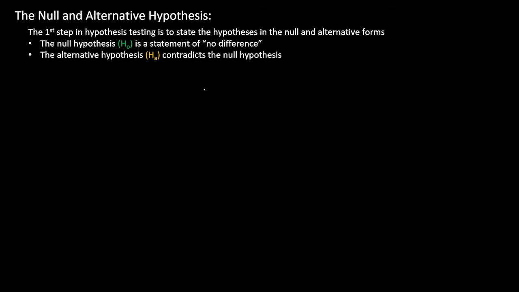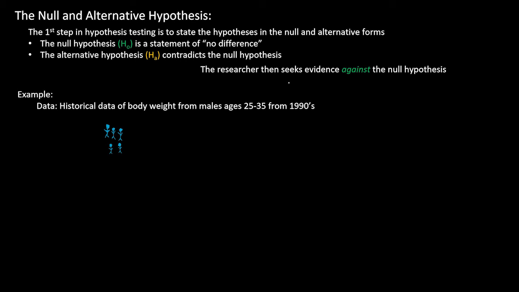The first thing you want to set up is the null hypothesis, which is going to say that there is no difference. The alternative hypothesis, H sub A, is the opposite. It contradicts the null hypothesis, and it's going to say that yes, there is a difference. So the researcher usually seeks evidence against the null hypothesis as a way of bolstering or strengthening the alternative hypothesis. Let's look at a simple illustrative example to make better sense of this.